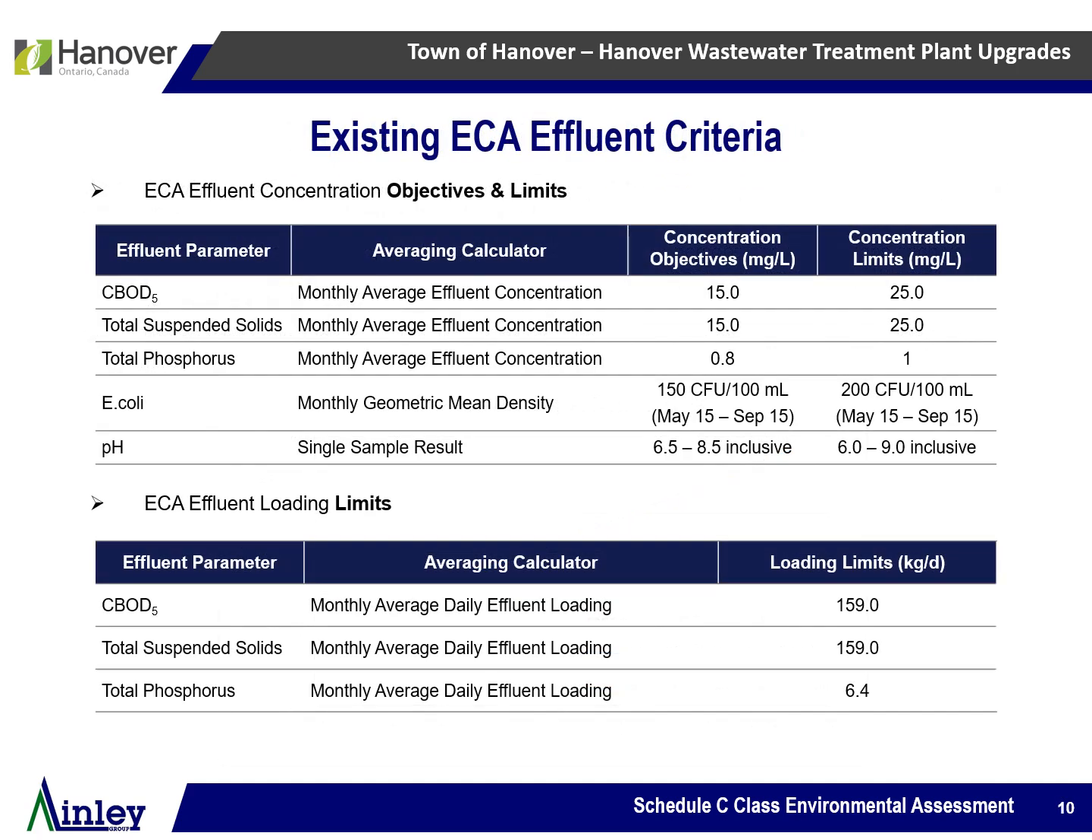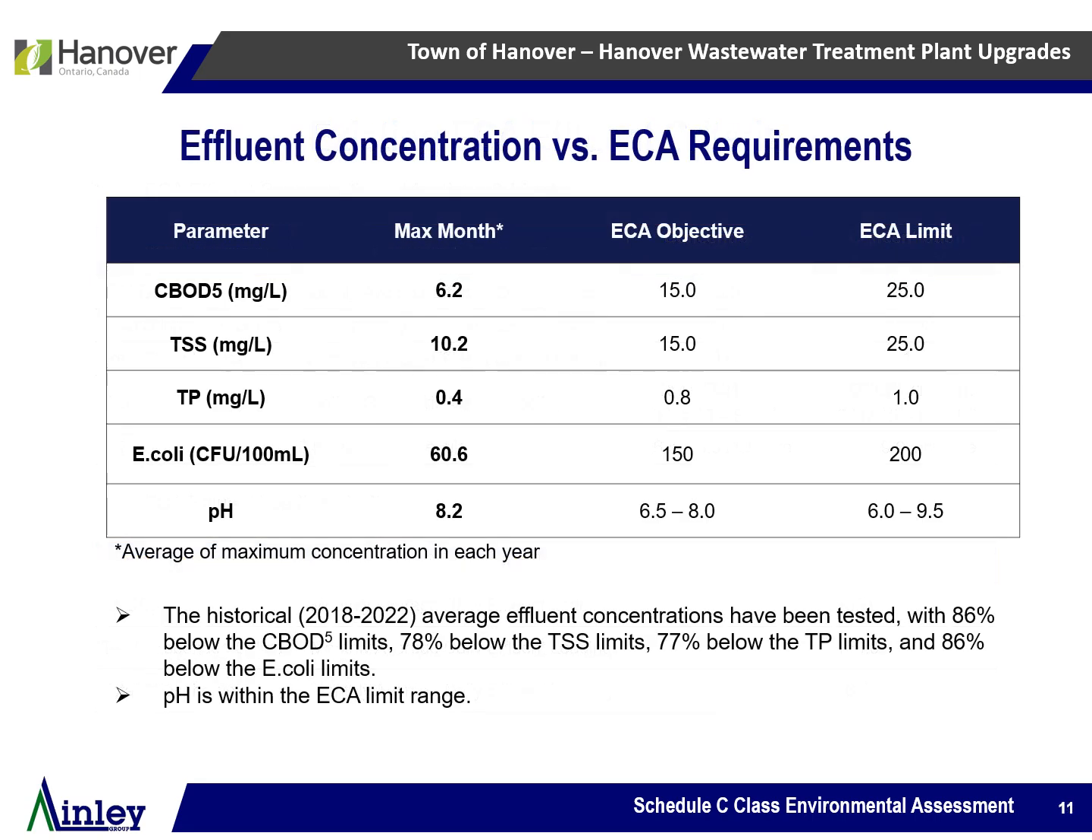Presented here are the prescribed effluent limits and effluent objectives from the environmental compliance approval for the treatment plant. Please feel free to pause the presentation and review at your own pace. The table presented here compares the maximum monthly average concentrations of the monitored discharge parameters to the ECA objectives and limits. As it can be observed, the plant is maintaining the discharge criteria beneath the objective concentrations for most parameters. pH is slightly above the objective, however, it remains within the ECA limit.